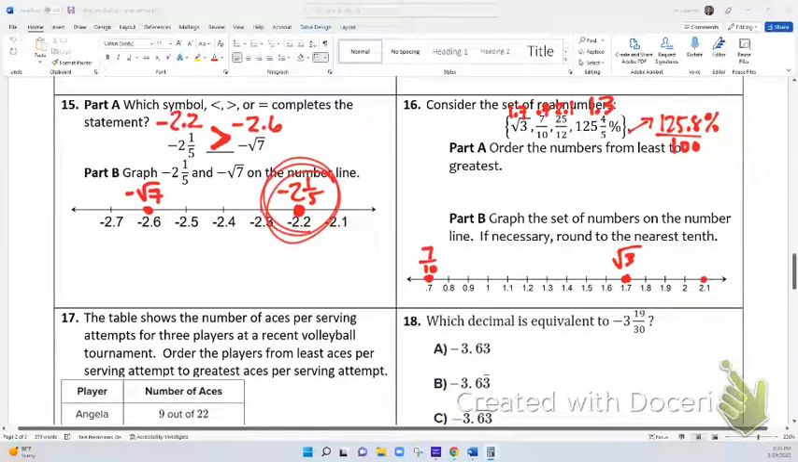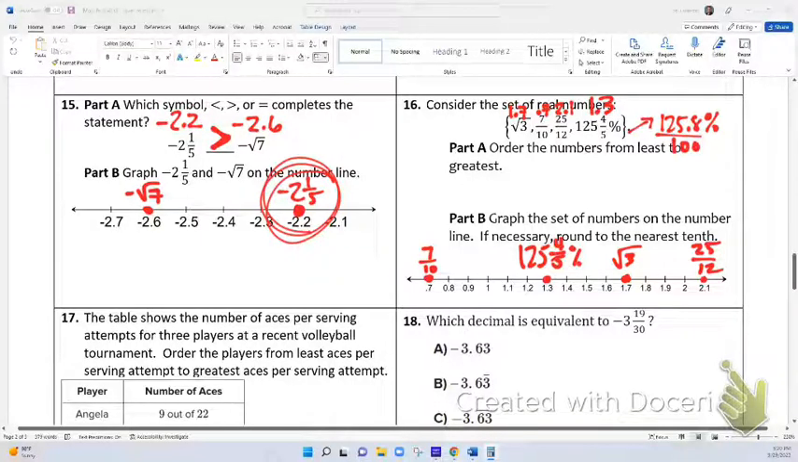So once again, I am just simply graphing all these numbers on my number line. And then the last one is the 125 and 4/5%, which ends up being about 1.3. That one's about here. So again, this is the 125 and 4/5%. So remember, the nice thing about a number line is the number line automatically puts it in order for you from least to greatest, as long as you're reading it like a book from left to right.